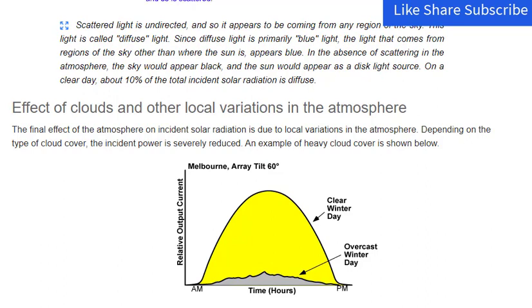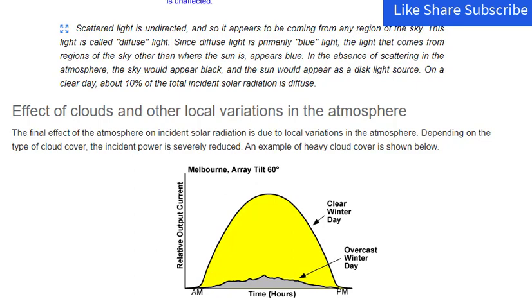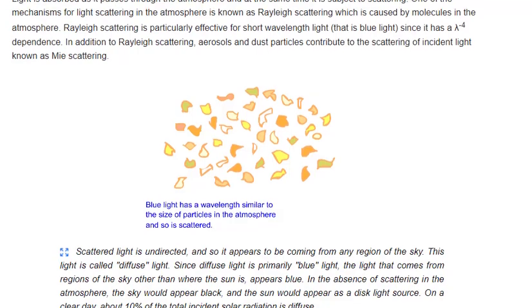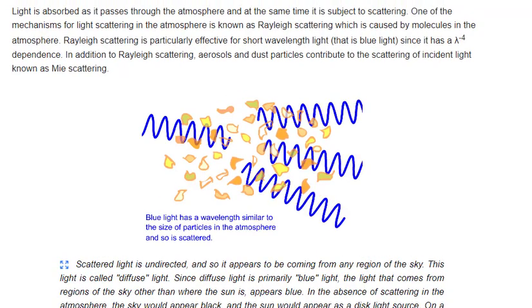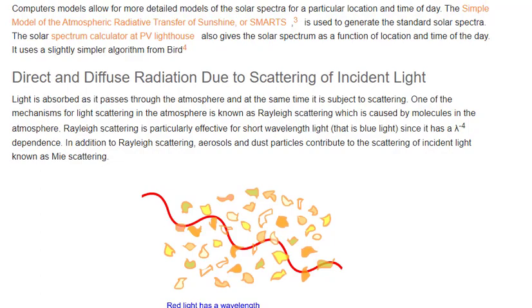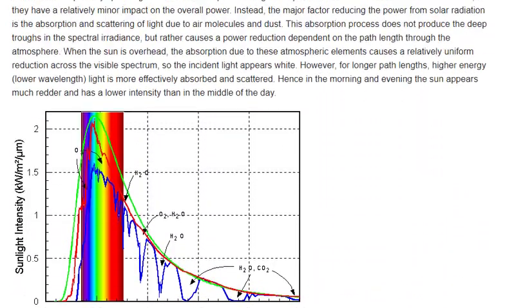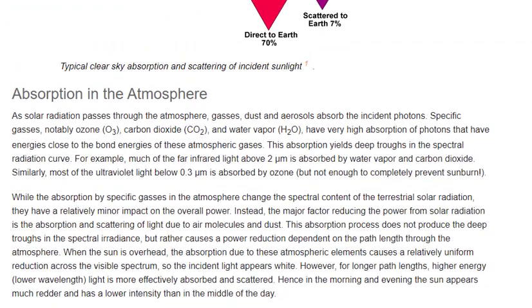However, for longer path lengths, higher energy, lower wavelength light is more effectively absorbed and scattered. Hence in the morning and evening the sun appears much redder and has a lower intensity than in the middle of the day. A comparison of solar radiation outside the Earth's atmosphere with the amount of solar radiation reaching the Earth itself. The human eye has evolved to the point where sensitivity is greatest at the most intense wavelengths. The standard spectra given above and described in more detail in the appendices give a typical spectrum for sunlight. Computer models allow for more detailed models of the solar spectra for a particular location and time of day.